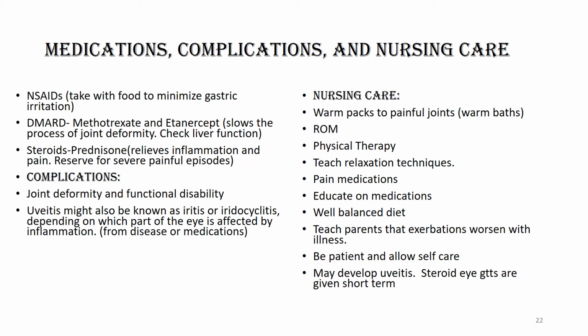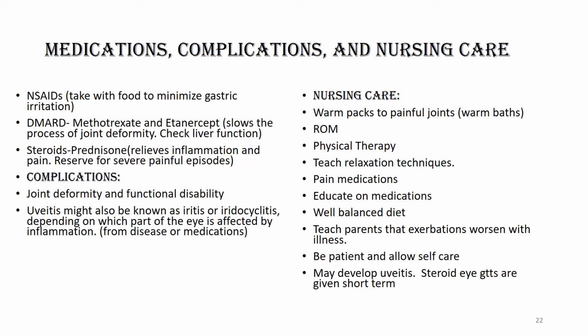Physical therapy needs to see them, but they also need to learn relaxation techniques for when they're in pain. This has been proven to help children. Pain medications will be ordered, and the family needs to be educated on the pain medications and the other medications that they are on. They need to get their lab work done regularly, and parents can't miss that. The child needs a well-balanced diet because we don't want them to get too heavy for their joints. And unfortunately, we need to teach parents that exacerbations worsen with illness.